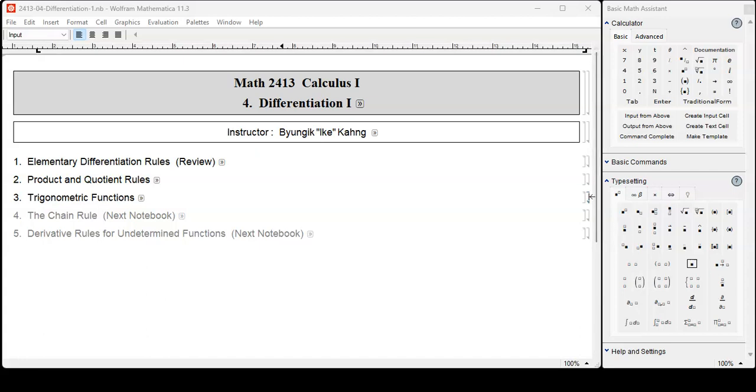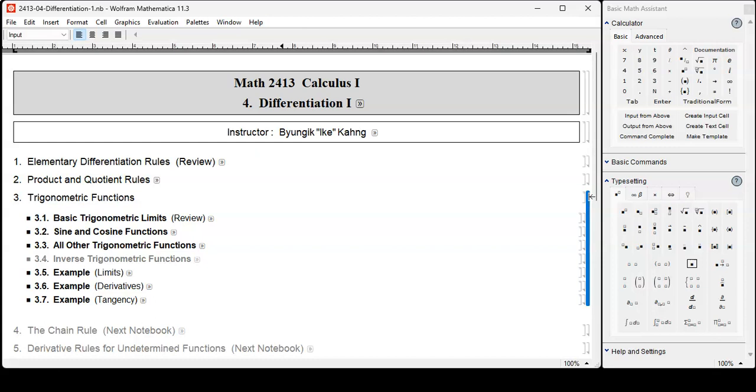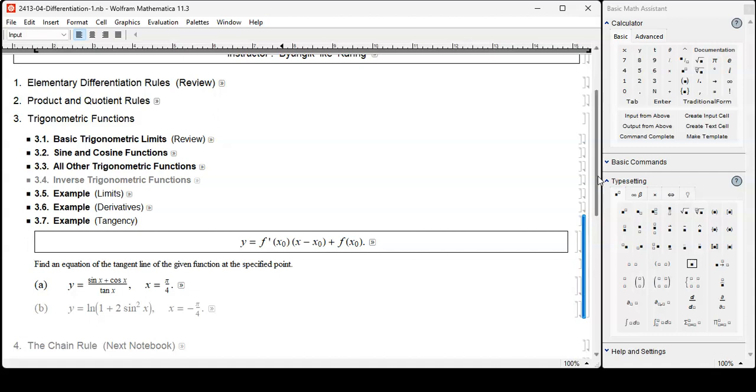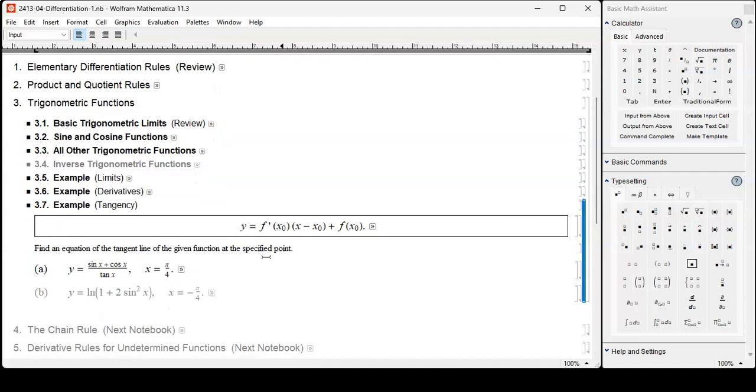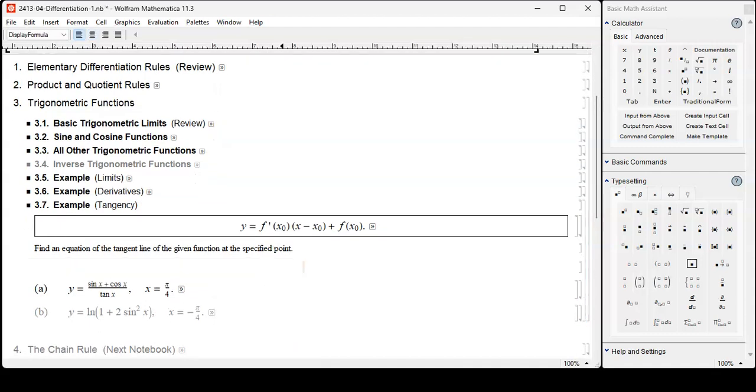Alright, we have one more topic on the derivative problems associated with trigonometric functions. Let's consider some tangency problem. Again, what we are looking for is the slope point equation of a line.